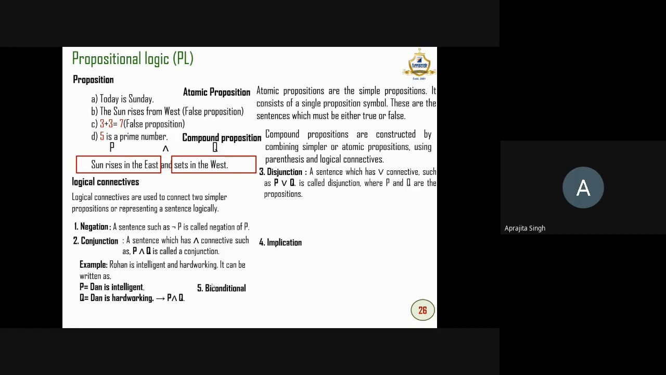Disjunction, in this statement we have this kind of connective, the V connective, such as P, and this connective Q is a disjunction where P and Q are propositions. If I say something like Rita is a doctor or an engineer, either or, okay, so Rita is a doctor, that is proposition P, and Rita is an engineer is proposition Q, and we can write it as P, this disjunction sign, and Q.